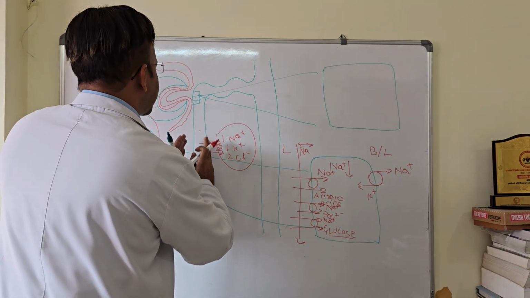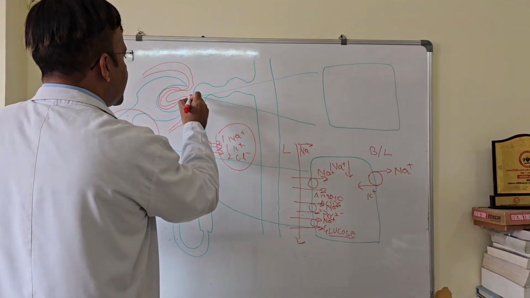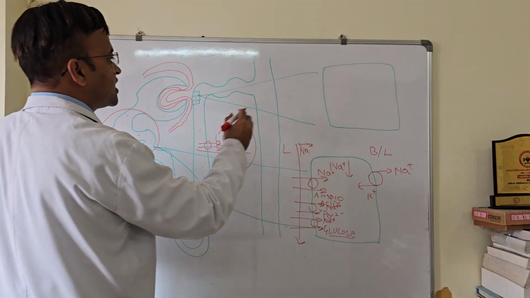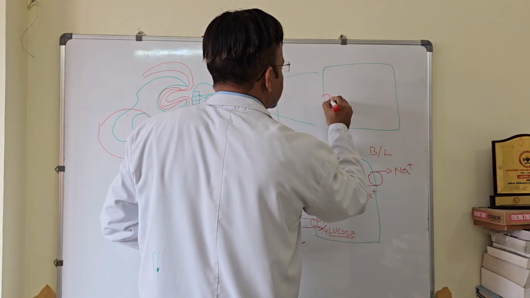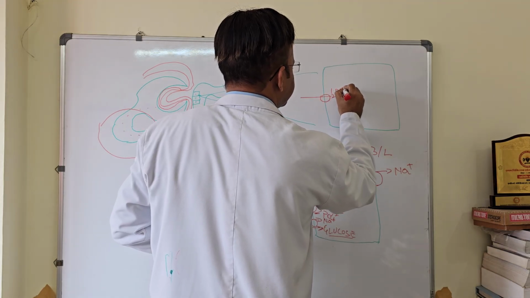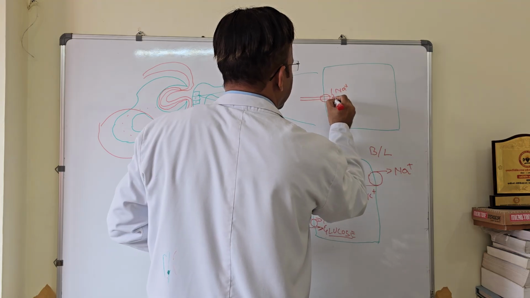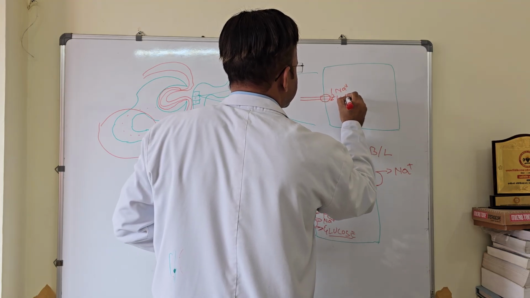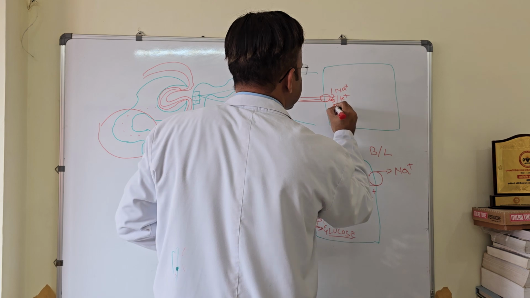And since this thing is extending up to macula densa, even in macula densa, we have got this ion channel only. One sodium, one potassium, and two chloride.